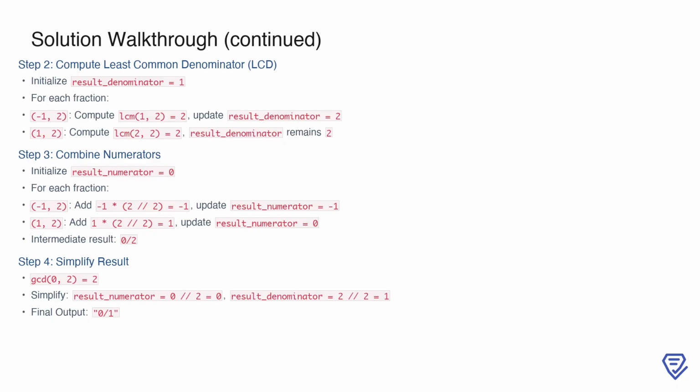This gives us the intermediate result 0/2. Finally, we simplify the fraction. The greatest common divisor of 0 and 2 is 2, so dividing through by 2 results in the simplified fraction 0/1. The output for this example is 0/1.